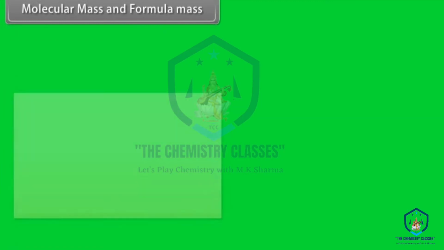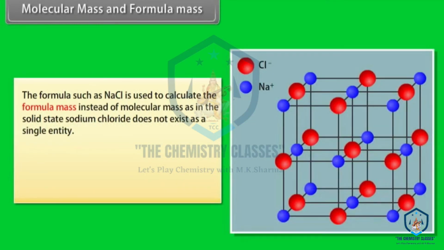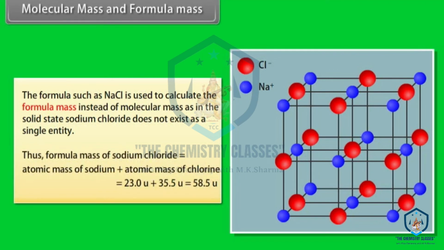Which is equal to 18.02 u. A formula such as NaCl is used to calculate the formula mass instead of molecular mass, as in the solid state sodium chloride does not exist as a single entity. Thus, formula mass of sodium chloride is equal to atomic mass of sodium plus atomic mass of chlorine, which is equal to 23.0 u plus 35.5 u, which is equal to 58.5 u.